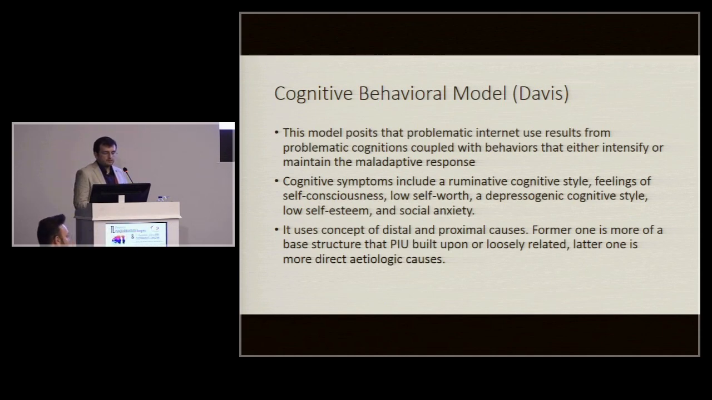Now, we know that different models have been developed with regard to conceptualizing the internet addiction, and the first of which was the Davis model, the cognitive behavioral model. And this model posits that the problematic internet use stems from problematic cognitions coupled with behavior that either intensify or maintain these responses. And these cognitive symptoms include a ruminative cognitive style with low self-worth and depressive cognitive and thinking style, low self-esteem and social anxiety. And it uses the concept of distal and proximal reasons or causes. Well, distal reasons are more of a base structure, and they are loosely related with internet use. However, the proximal causes are more direct causes for internet addiction.